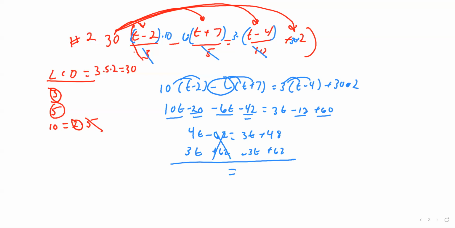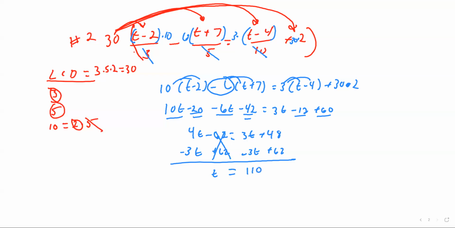So 3t plus, oh, my bad, that should be a negative. 4t minus 3t is a t. Don't forget to carry the sign with it like I did. Make sure you remember it. All right, and then 48 plus 62, 110. All right, that is actually your answer.